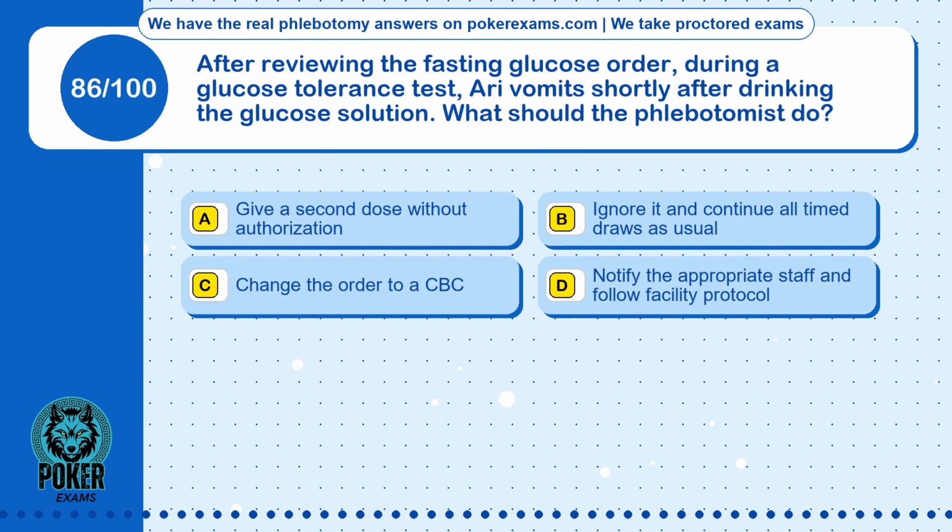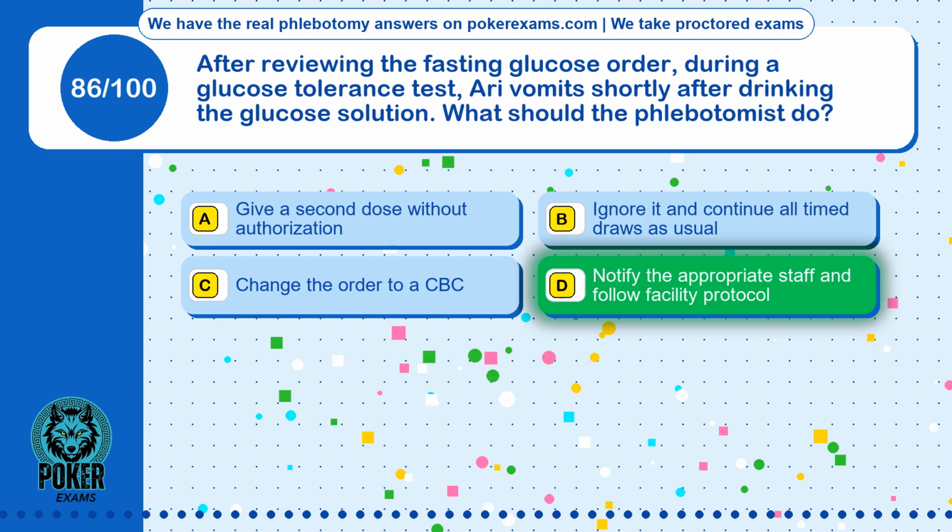Question 86. After reviewing the fasting glucose order, during a glucose tolerance test, RE vomits shortly after drinking the glucose solution. What should the phlebotomist do? Option A. Give a second dose without authorization. Option B. Ignore it and continue all time draws as usual. Option C. Change the order to a CBC. Option D. Notify the appropriate staff and follow facility protocol.